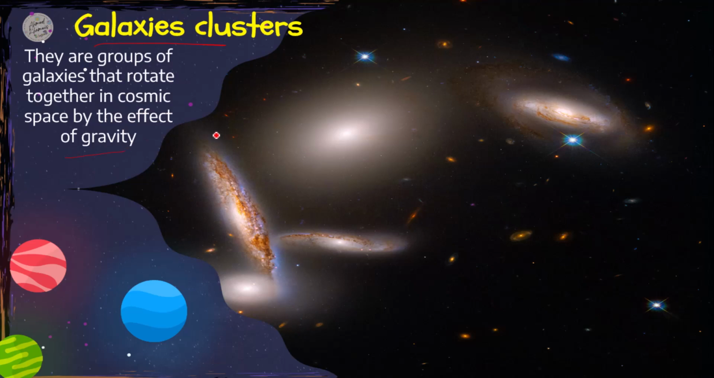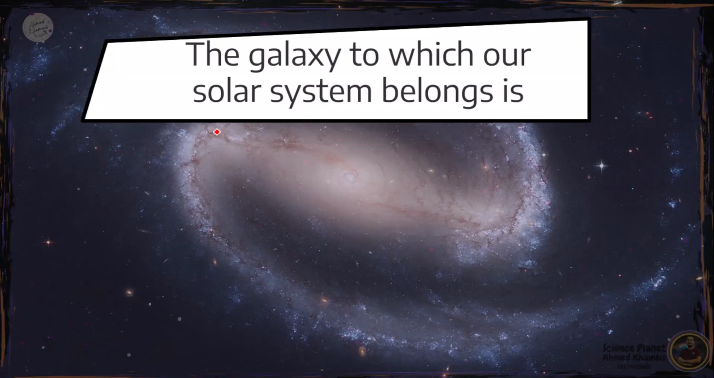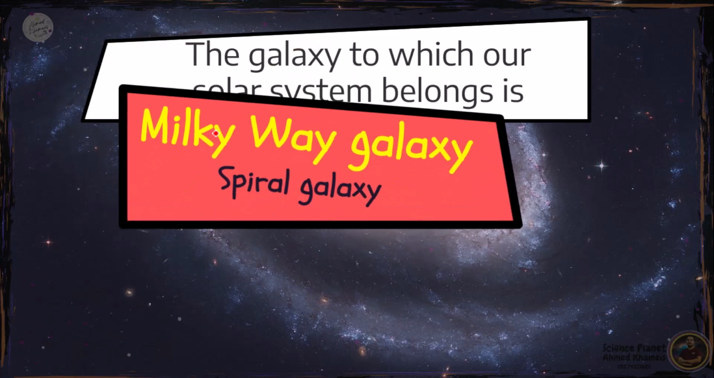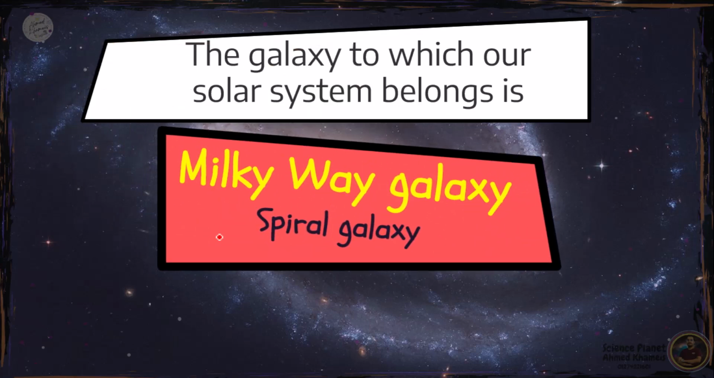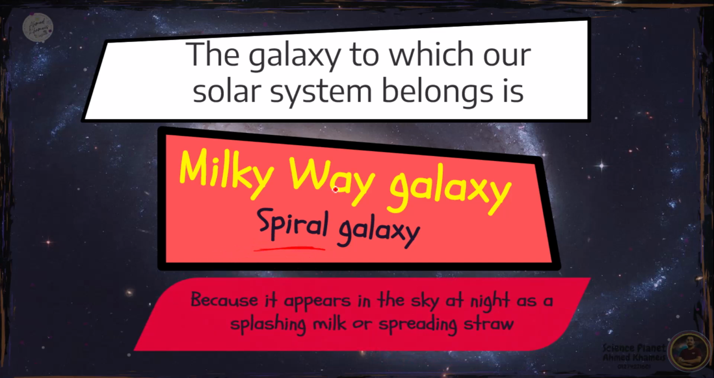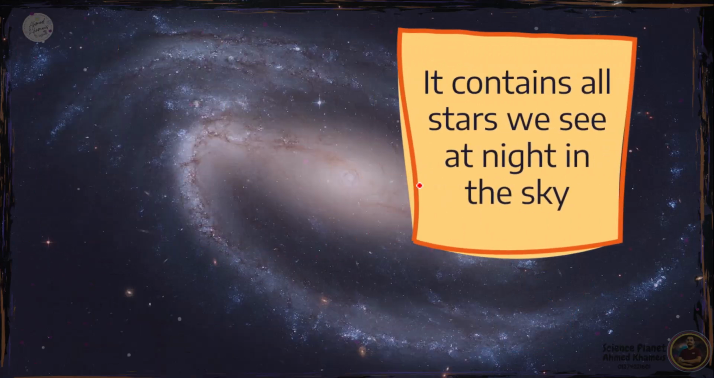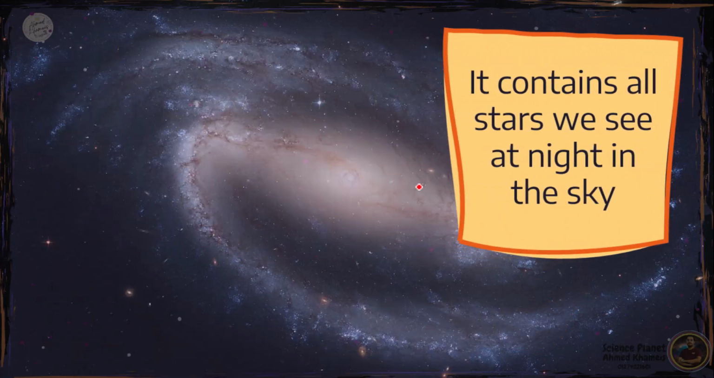The galaxy to which our solar system belongs is called the Milky Way galaxy, and it's spiral in shape. So the Milky Way galaxy has a spiral shape. We call it the Milky Way galaxy because it appears in the sky like splashing milk or spreading straw. And the Milky Way galaxy contains all the stars we can see at night.